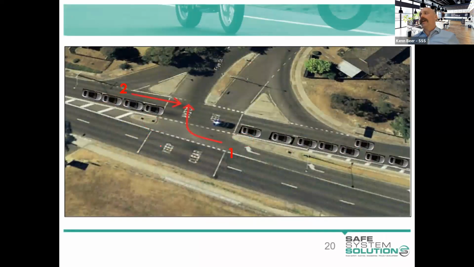So this one, we've got vehicle 1, which is approaching and propping here and turning in, and vehicle 2 coming up here. Now, pop into the chat, just put a 1 or a 2, which do you think is more commonly the motorcyclist, 1 or 2?